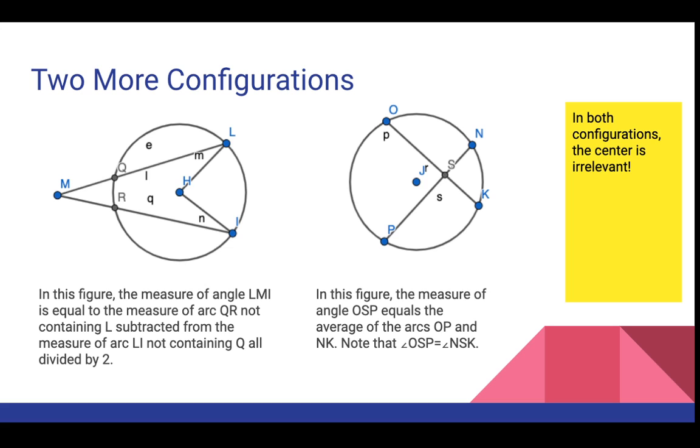And in the second configuration, we have two chords. Then the measure of the angle at the intersection of two chords is equal to the average of the two arcs. So for example, in this figure, the measure of angle OSP equals the average of arcs OP and NK, right? And also notice that OSP and NSK are vertical angles, so they're congruent, obviously. So both OSP and NSK are equal to the average of arcs OP and NK.